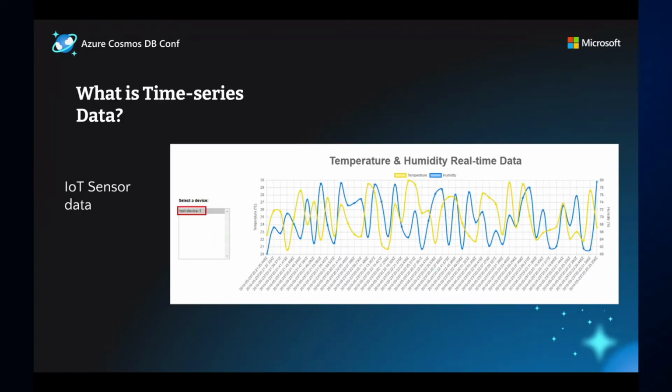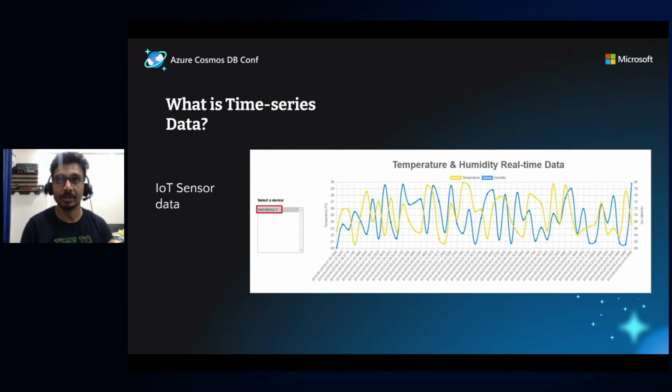IoT sensor data. This is another example of time series data. In this graph, you have seen temperature and humidity sensors associated to a device that are continuously monitored in a real-time fashion. And the y-axis again here is the humidity and the temperature metric, and the x-axis is the time.